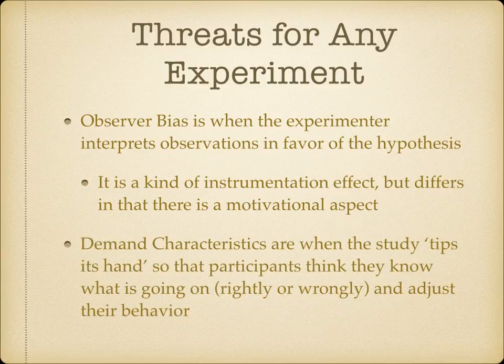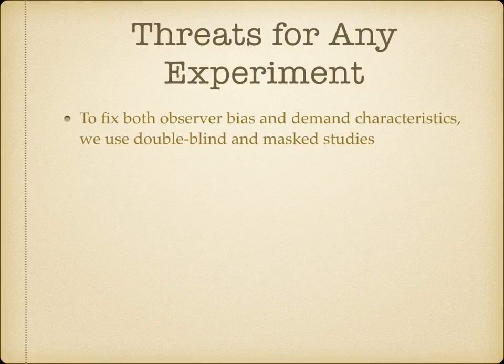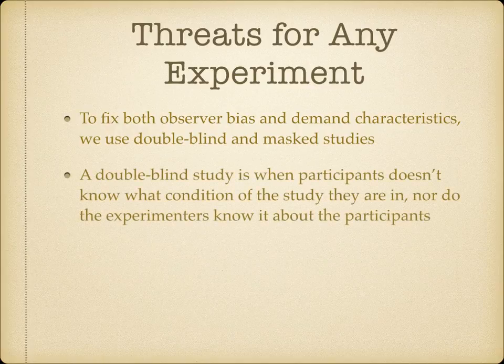Demand characteristics are when the study tips its hand, so that the participants think they know what's going on, rightly or wrongly, and they adjust their behavior. If they think they know what's going on, they may start behaving in a way that is either confirming of the hypothesis or disconfirming of the hypothesis, and it can be a real problem. To fix both observer bias and demand characteristics, we can use what are referred to as double-blind and or masked studies. A double-blind study is when participants don't know what condition of the study they're in, nor do the experimenters know it about the participants.